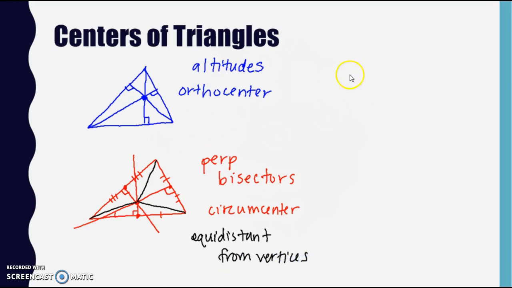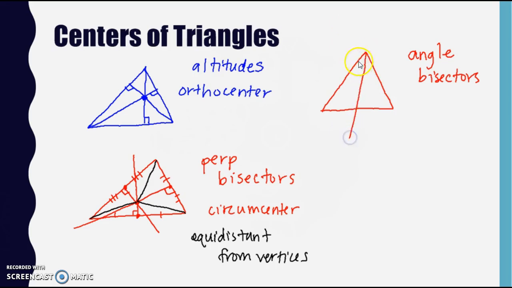All right, another one we have is angle bisectors. Now instead of bisecting and going through the midpoint of the side, it's going to bisect the angles. Okay, that was not a bisector. Let's try that one again. Better. All right. And where all 3 of the angle bisectors meet is our incenter.